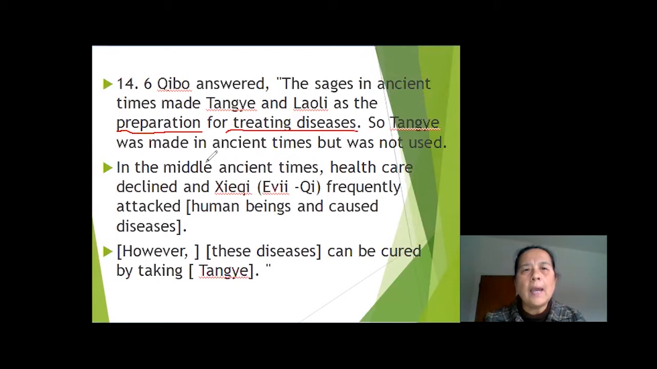So 汤液 and 醪醴 they made in the ancient time, but they did not use them. It means they were not truly needed. Certainly, if they needed it, they would use it. They just prepared. Here they are talking about the ancient time.